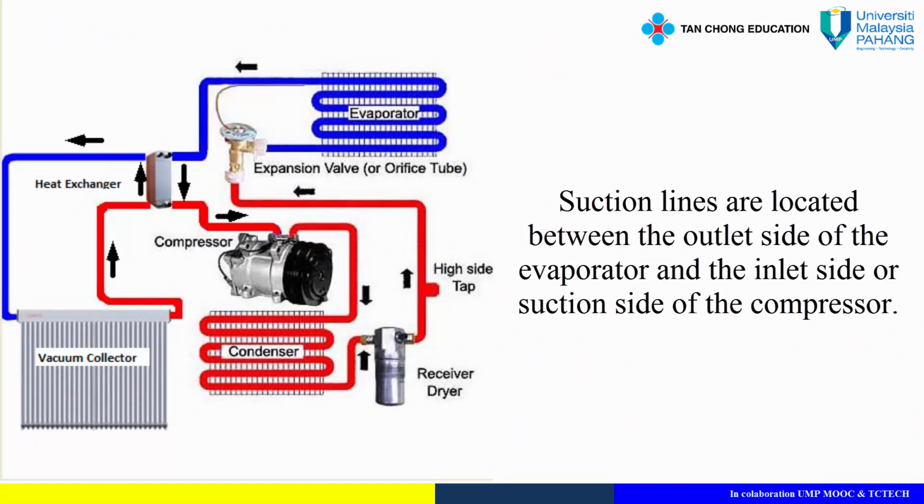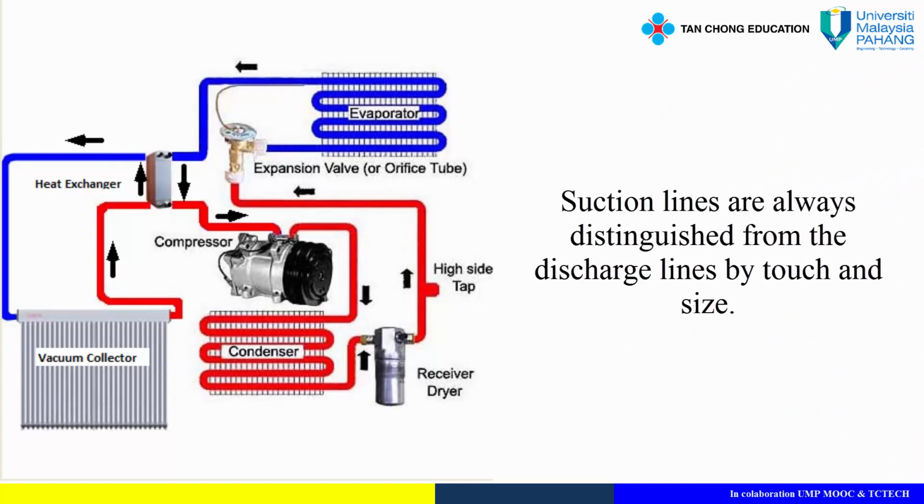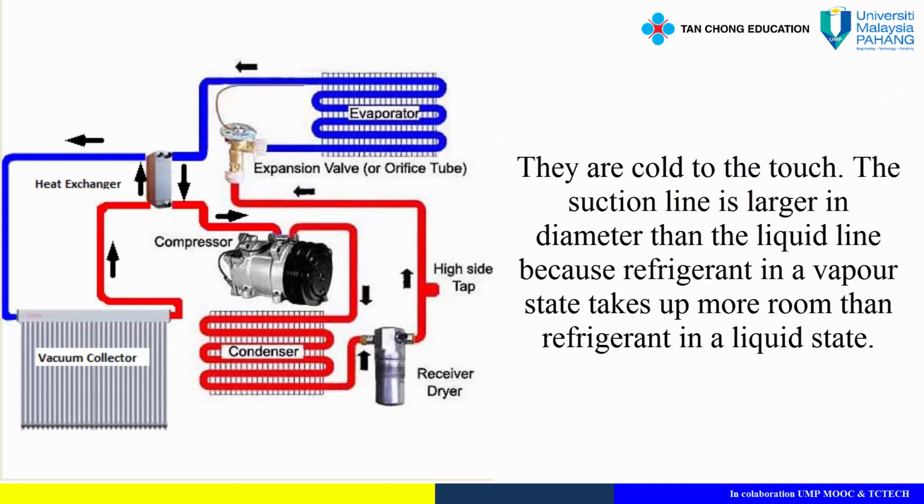Suction lines are located between the outlet side of the evaporator and the inlet side, or suction side, of the compressor. They carry the low-pressure, low-temperature refrigerant vapor to the compressor, where it is again recycled through the system. Suction lines are always distinguished from the discharge lines by touch and size. They are cold to the touch. The suction line is larger in diameter than a liquid line, because refrigerant in a vapor state takes up more room than refrigerant in a liquid state.